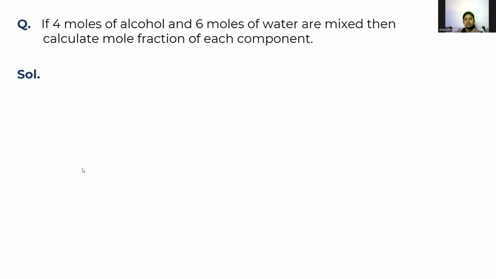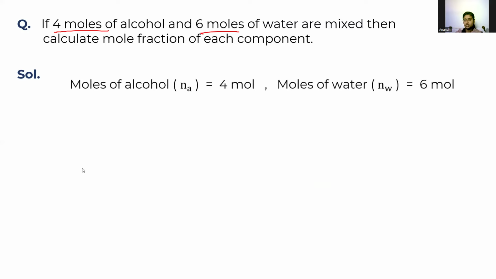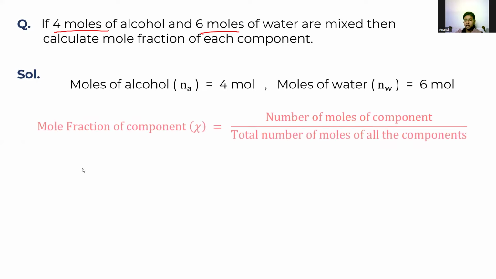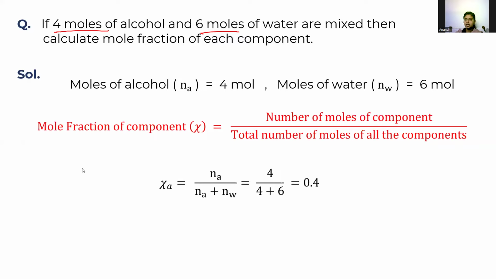Okay. So we are provided with 4 moles and 6 moles. Moles is given to us, so we don't have to calculate the number of moles. It's already given. Just substitute in the mole fraction formula. So the mole fraction of the alcohol, which is XA, is equal to Na divided by Na plus Nb. A represents the alcohol and W represents the water. So 4 divided by 4 plus 6 is giving 0.4.